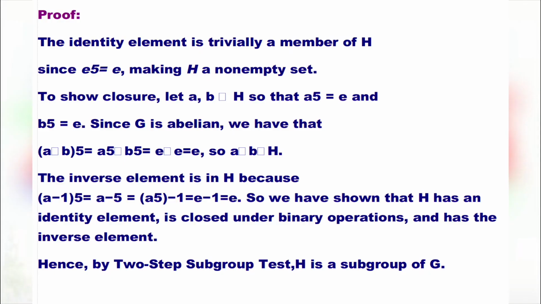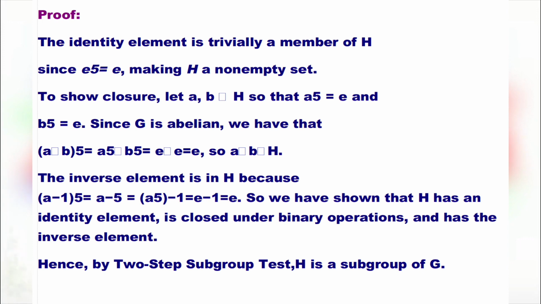Let G be an abelian group and let H be the set of a in G such that a to the power 5 is equivalent to e. Prove that H is a subgroup of G. Proof. The identity element is trivially a member of H since e to the power 5 is equivalent to e, making H a non-empty set.